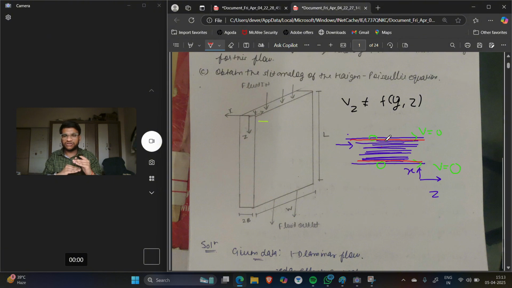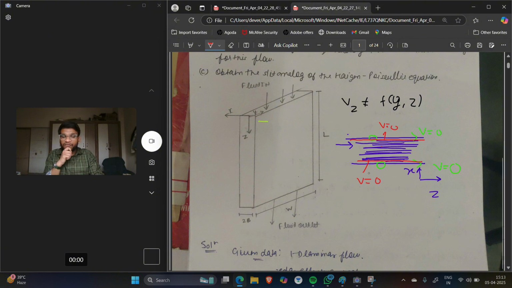Means no motion only. Means the velocity of the fluid of this layer of fluid will be zero. This is what is known as the no slip condition, which will be used as a boundary condition when we solve the momentum flux and the velocity profile. And the same here, the velocity of the fluid in this layer will also be zero.